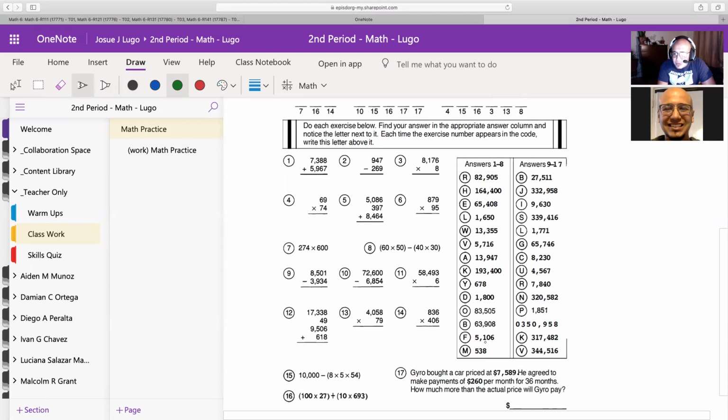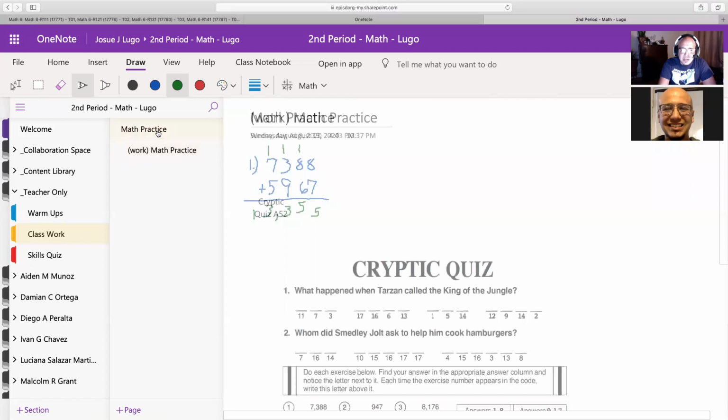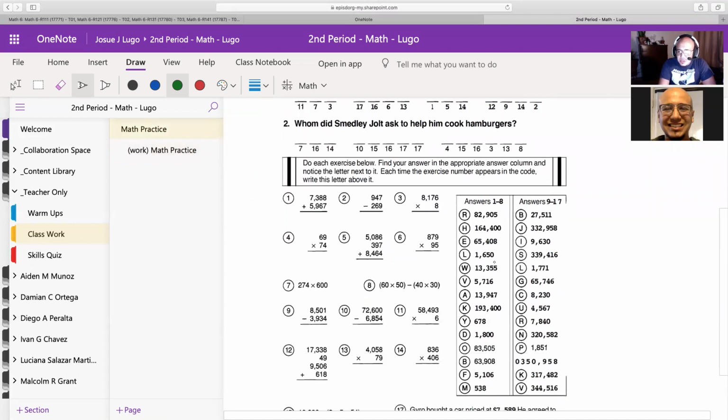I already forgot what it was. I can't find it. Give me 1 second. Let's go back and just verify we got it right. 13,355. Oh, there it is. 13,355. So I'm going to cross that out.